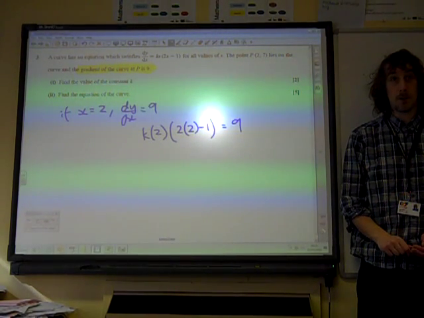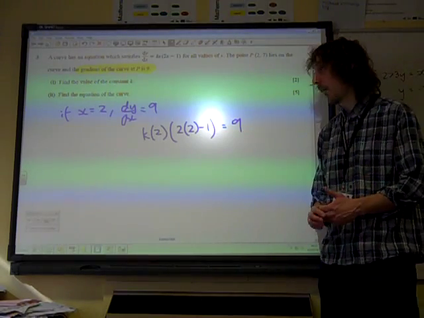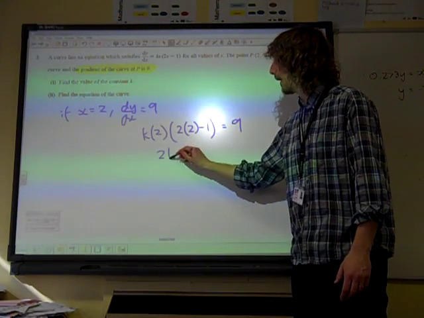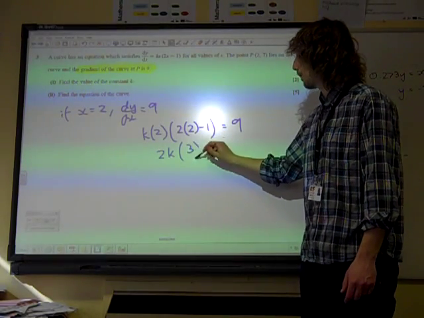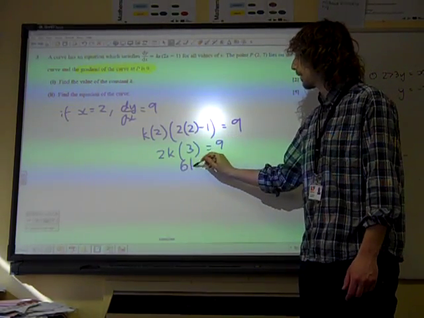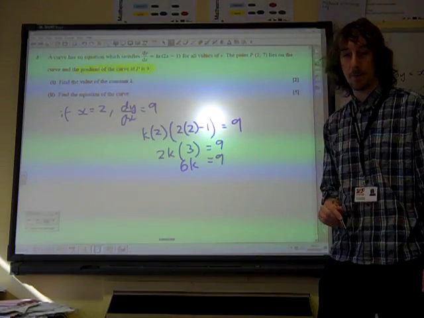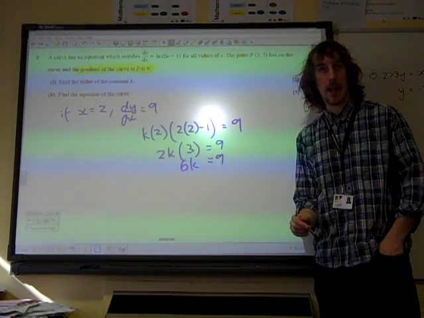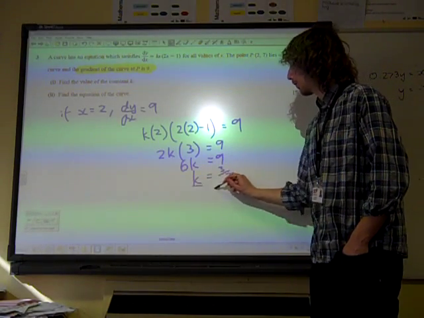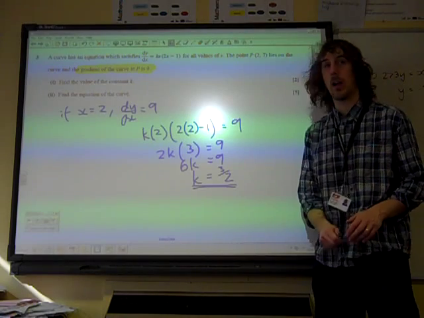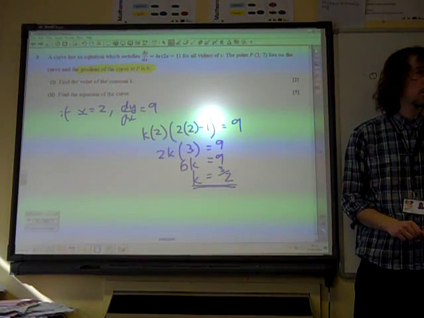I didn't multiply the brackets first because I'm just subbing in a number. So this is just going to give me 2k times (2 times 2 would be 4, take away 1 is 3), is 9, so 6k is 9. So from that we get k is 3 over 2. And we've got the value of k straight away. Alright.